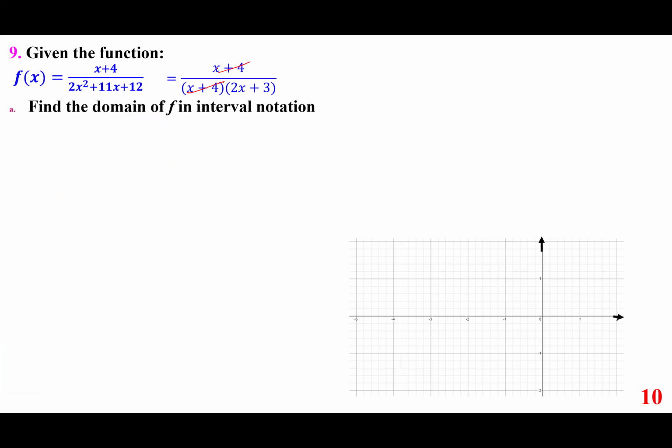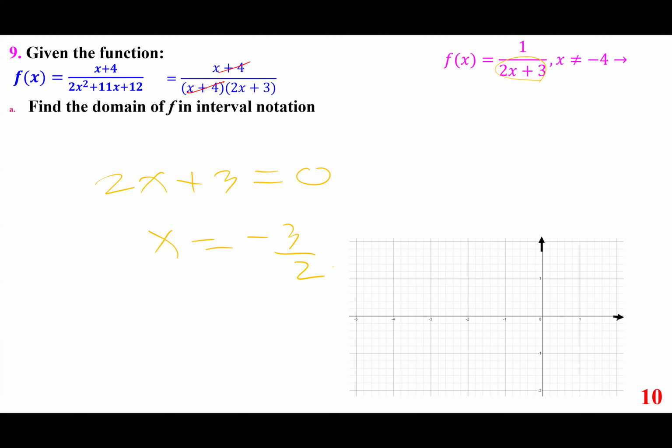Although we drop these two, it's important the way we write it. We write f of x is the same as this function, 1 over 2x plus 3, yet x can't be negative 4. Which means, as far as the domain is concerned, originally x can't be negative 4, and it continues to be. So there are two numbers x cannot be. One of them is negative 4. One of them is negative 3 halves.